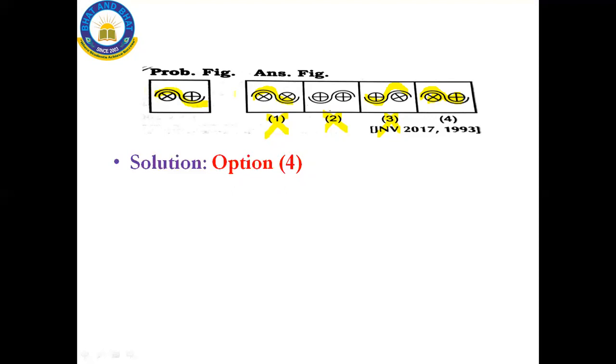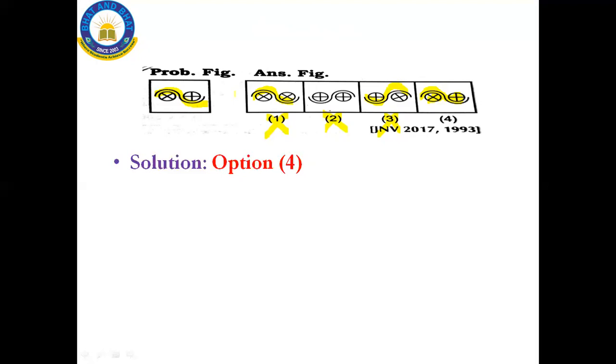And this is a repeated question in JNV, that is nothing but Jawaharlal Nehru Vidyalaya. It was repeated in 2017 and 1993. My dear kids, you should concentrate on repeated questions. They will not give the same questions in this exam, but similar questions will be coming in this exam. So what is the correct option here? Option 4. That is what I am saying.